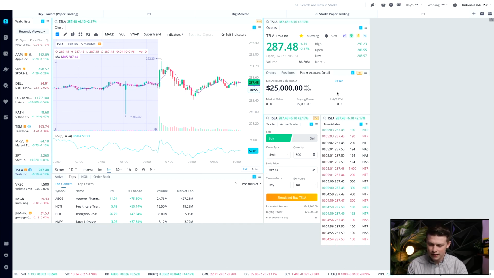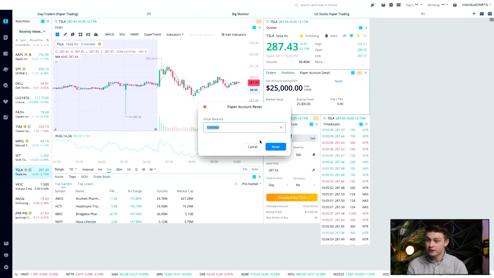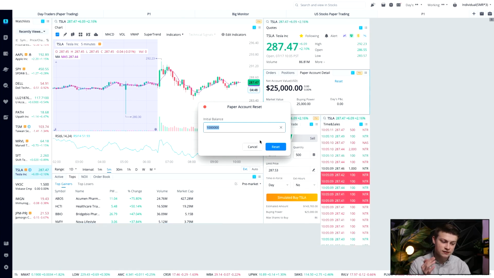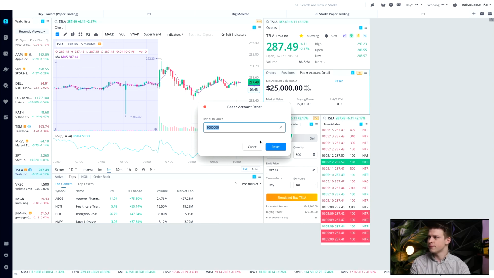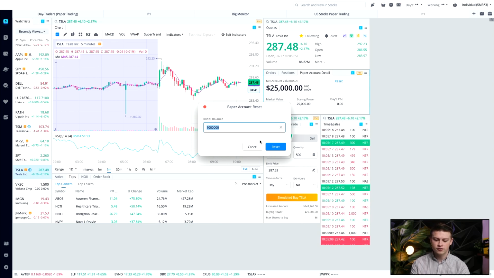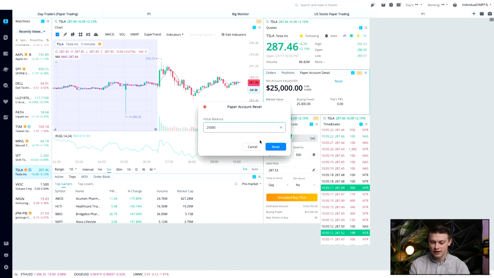So you'll go to paper account detail and click reset, and we'll click a starting amount that actually reflects an amount that we would start trading with. As I said, the pattern day trader rule is $25,000. So that's the amount of money that I'd start trading with when I start trading with real money, theoretically. And it's very important to do this because you don't want to put like $1 million fake money in your paper trading account, because psychologically it's going to be very different.